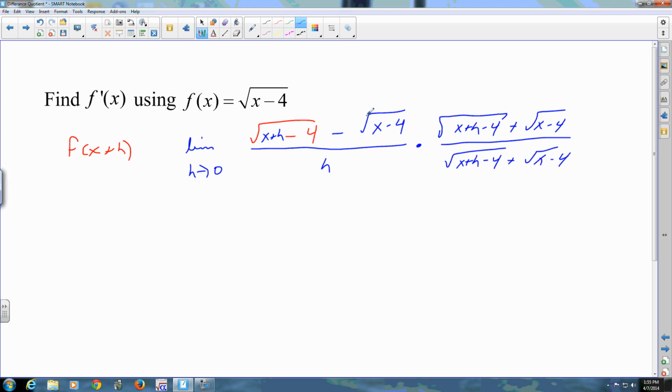The top isn't as bad as it looks. That's the difference of squares pattern. Now remember, say you had (3 minus the square root of 2) times (3 minus the square root of 2). Let me clean that up a little.